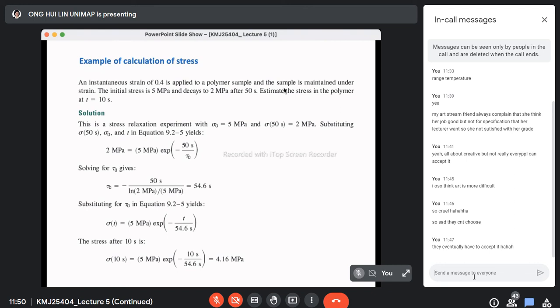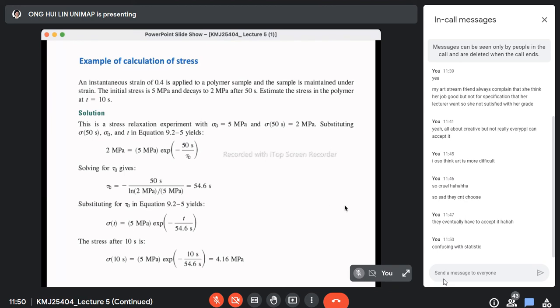Sorry, kids. Why did I change sample to specimen? You know the reason, right? Why I don't like to use the word sample in this case. Do you know the reason or not? Confusing. Yes, I see. Good. Okay.